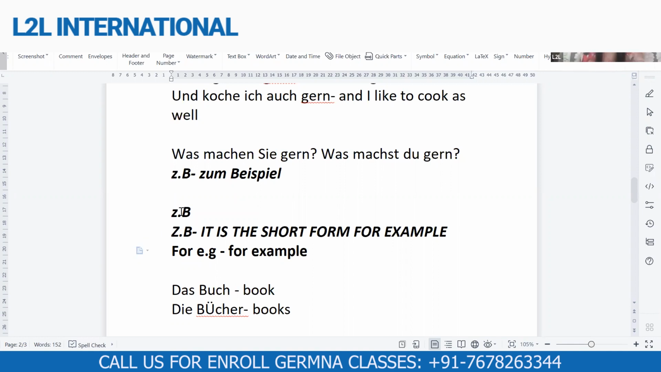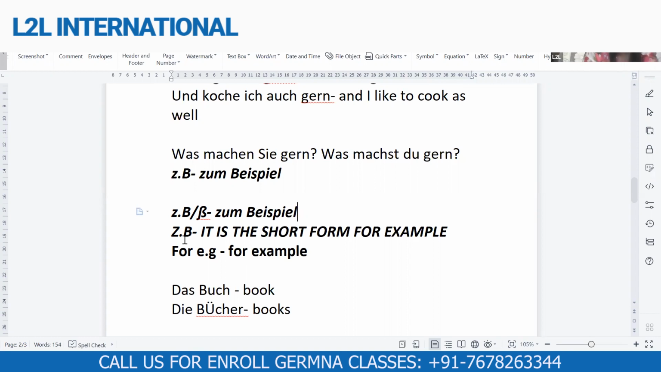Then it's very important to let them know that whenever you see small z and B, sometimes you might also see it as this sign. So don't mix it up. It's always zum Beispiel. Remember that. It's a very small thing, but it can create confusion. So please remember, it is zum Beispiel. Even if you see it with B, the only thing is the z will always be smaller.